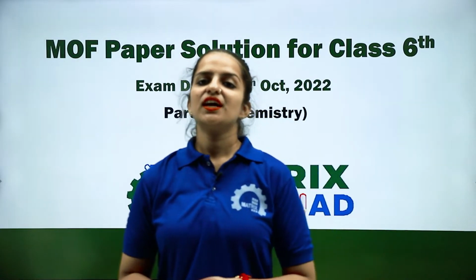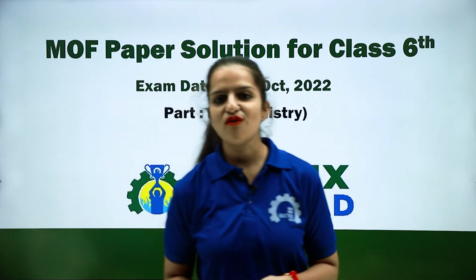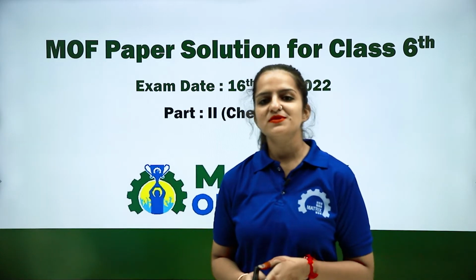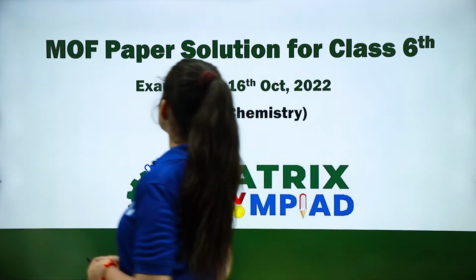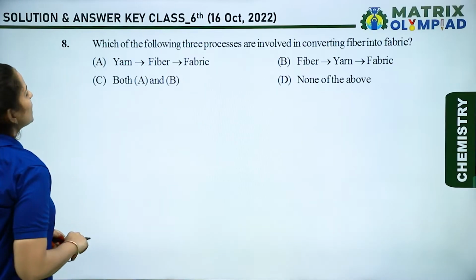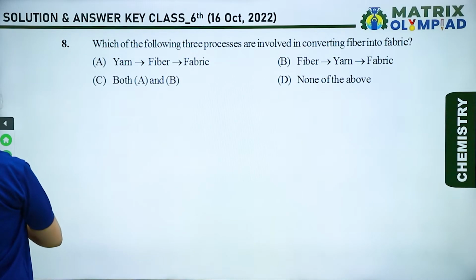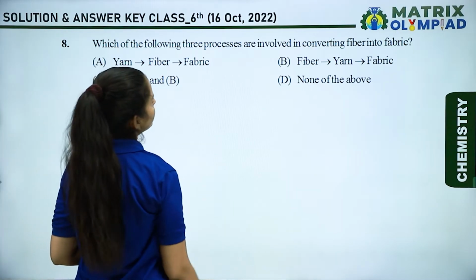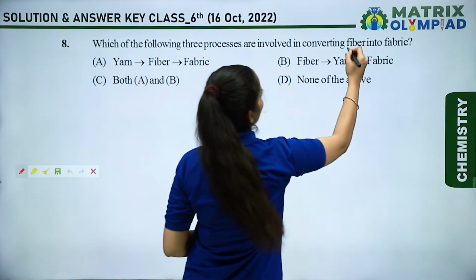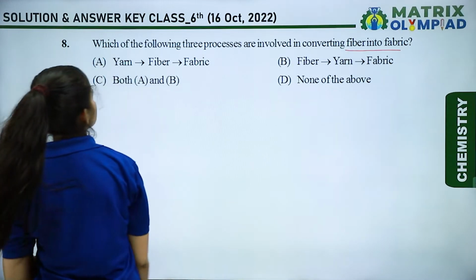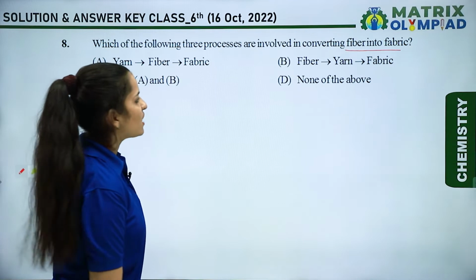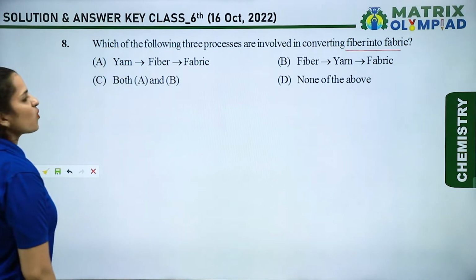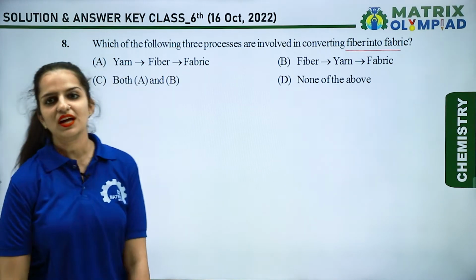Hello everyone. Today we will discuss the solution of the Matrix Olympiad for the subject chemistry, which was held on 16th October. Our first question is, which of the following 3 processes are involved in converting fiber into fabric? Option A is yarn, fiber, fabric. Option B is fiber, yarn, fabric. Option C is both A and B, and option D, none of the above.